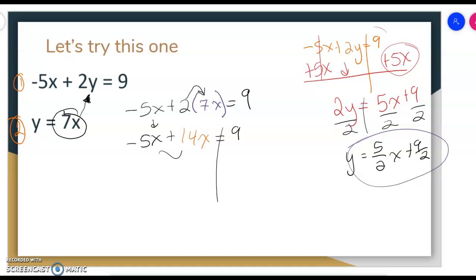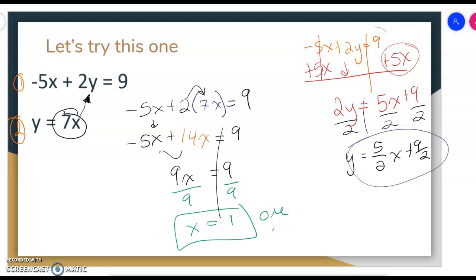So I can combine like terms, right? Negative 5x plus a 14x is going to give me what? Well, it's going to give me 9x equals 9. Is x by itself? Nope. So x equals 1. So this is one solution. There's one solution to each of those equations. Let's move to the next one.